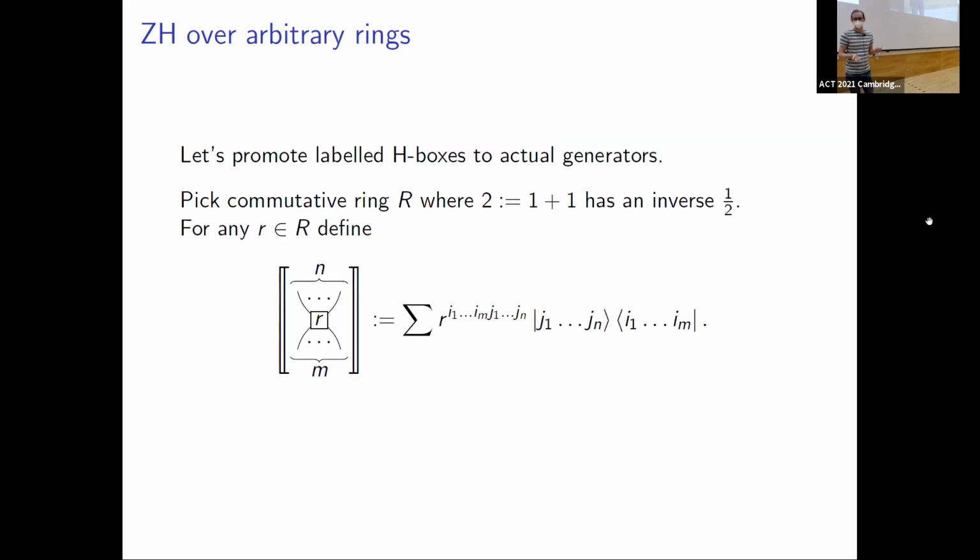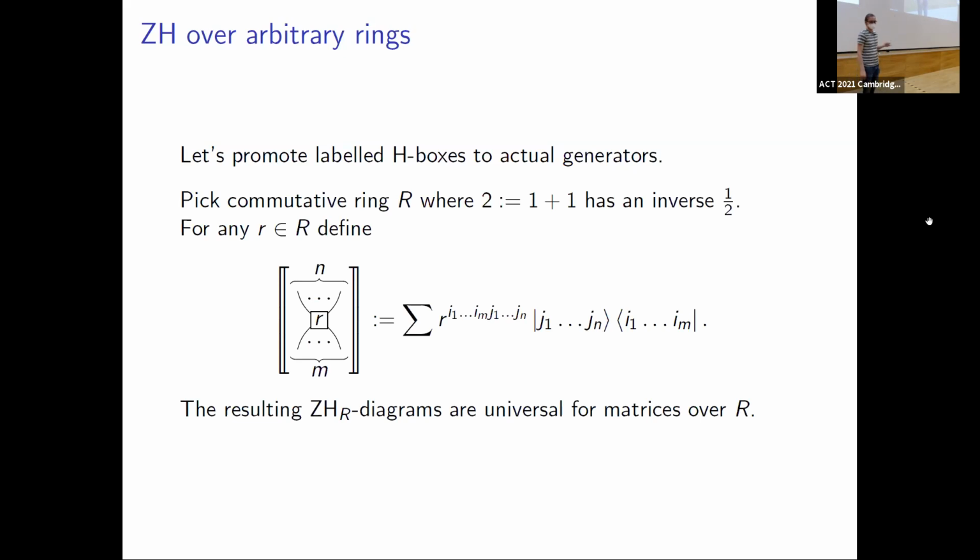And then we need to have these as actual generators. So we pick a commutative ring R, where 2, this is like 1 plus 1, has an inverse, a half. And then we define these labeled H boxes now as actual generators of our calculus. So it's the same definition, but instead of a -1, we have an R there. So this is a matrix where there's ones everywhere, but there's an R in the bottom right corner.